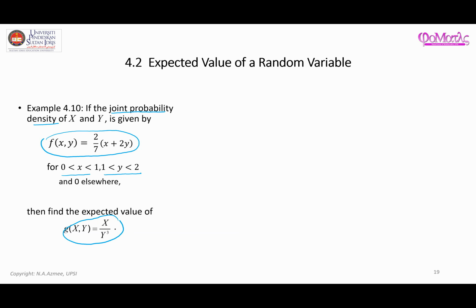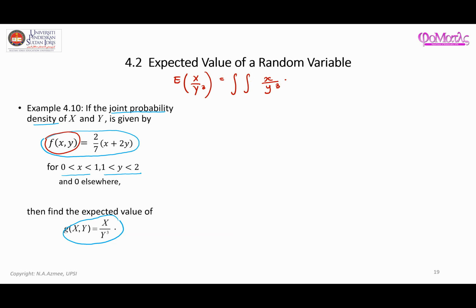Right, so what we're going to do next is start off with the formula. If you want to find E[x over y cubed], clearly this function has x and y together. Since this is a joint probability density, a continuous case, you will be dealing with a double integral, where you write down this function, x over y cubed, and multiply it with f(x, y).